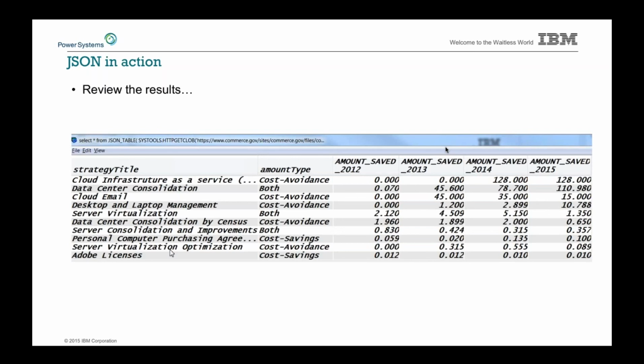And here you can see, cloud infrastructure as a service in 2012 hadn't been invented yet. Over the last 2 years, companies have been saving quite a bit as they've been looking at leveraging that. Same with data center consolidation. You can see that Adobe licenses really hasn't changed any at all, and that's not something that people save money on. So it's an interesting study for certain, but the interesting part is we were able to take JSON information, and now this is part of a database table.